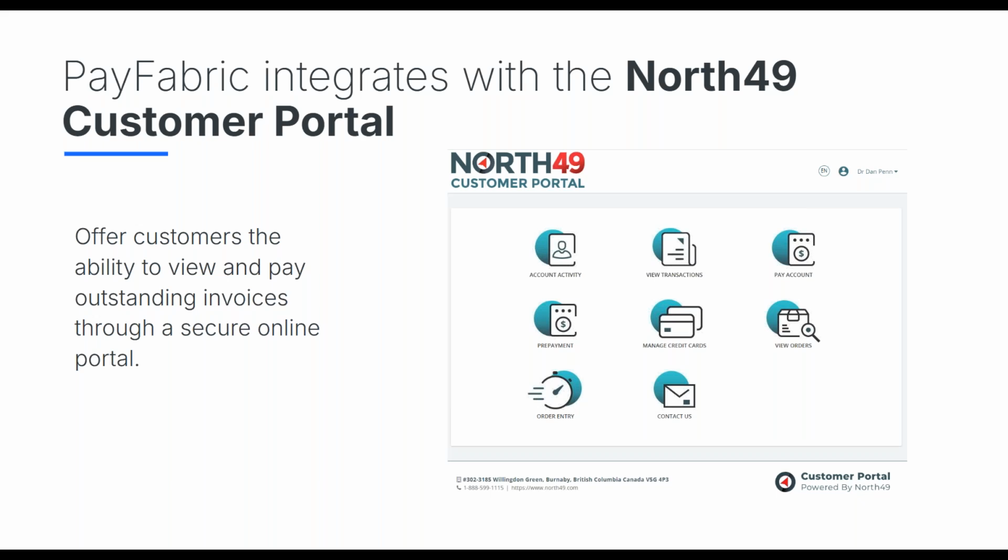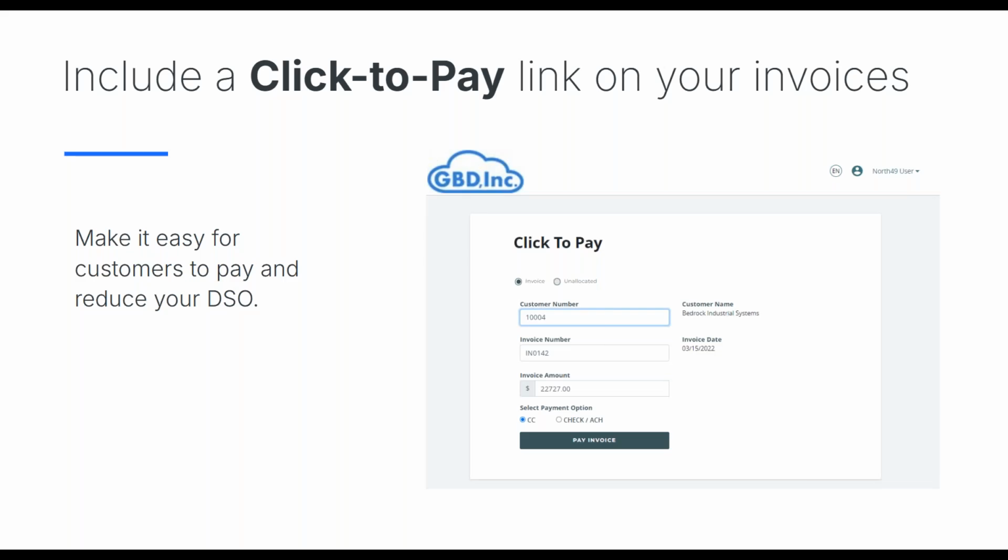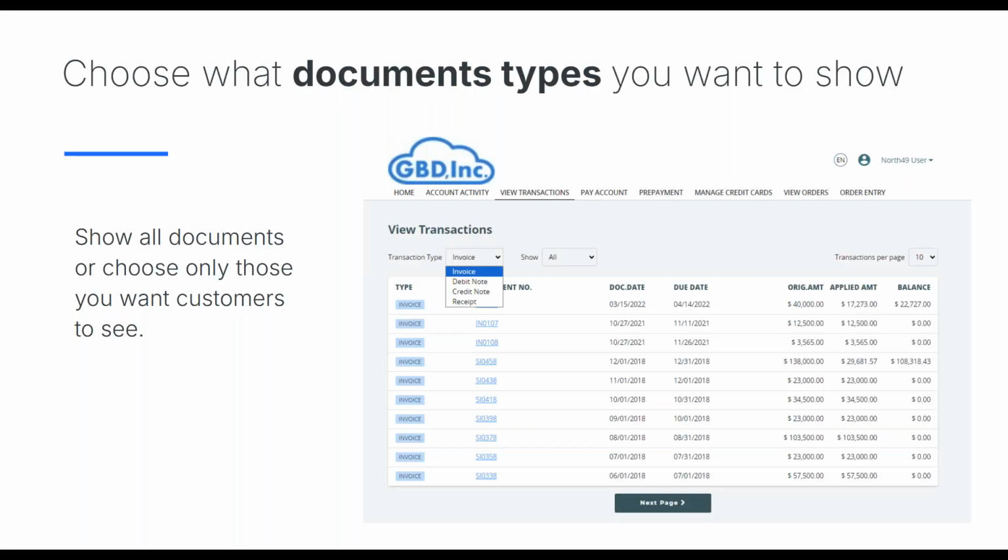Now, the North49 customer portal, we're going to show you this directly, and you can see what this does. But this is just what allows your customers to go on and self-serve and do the things that they want to do through this secure online portal. We even have something very simple. It's just a link you put on your invoice document. If you were to send it out of Sage, you can have a link on it that says click here to pay, and it's going to take them to a screen that allows them to pay that invoice document. And I'll show you how that works.